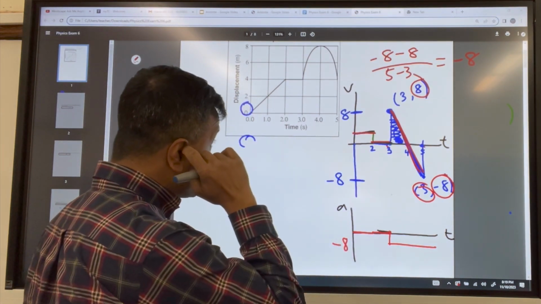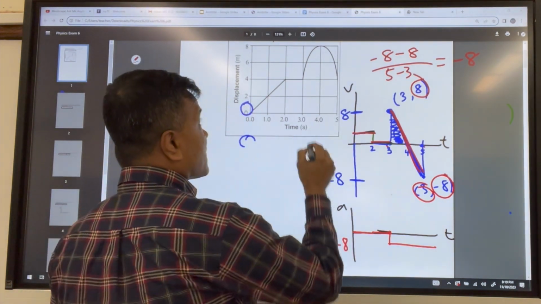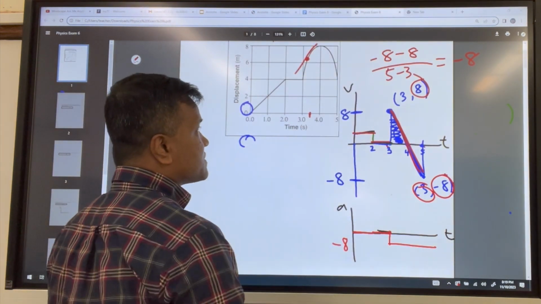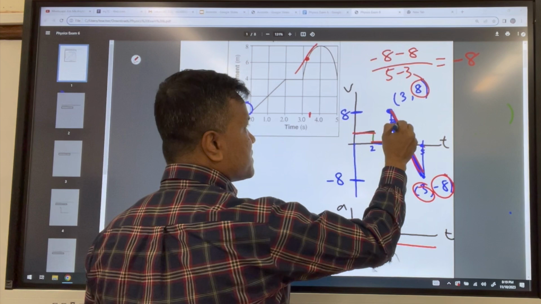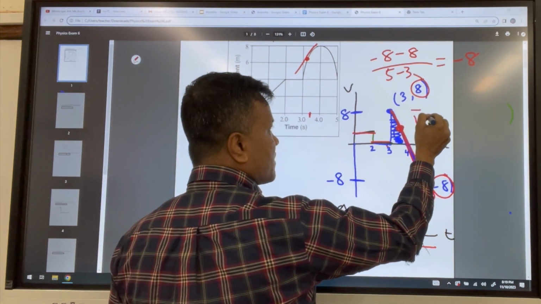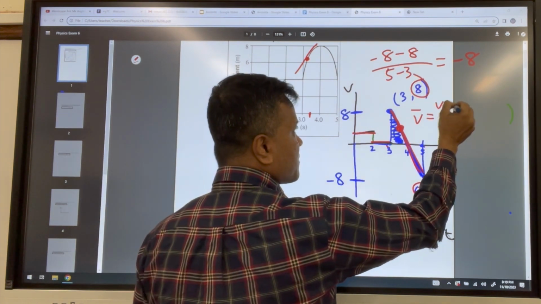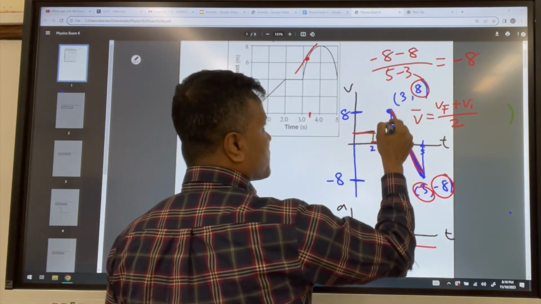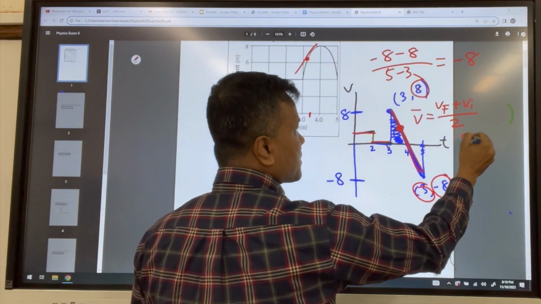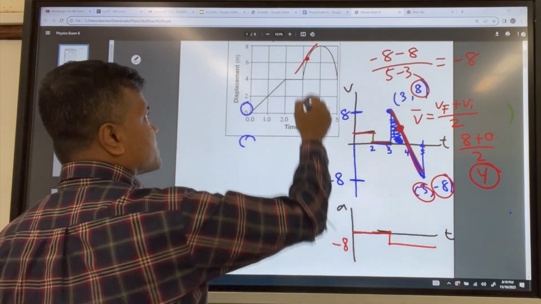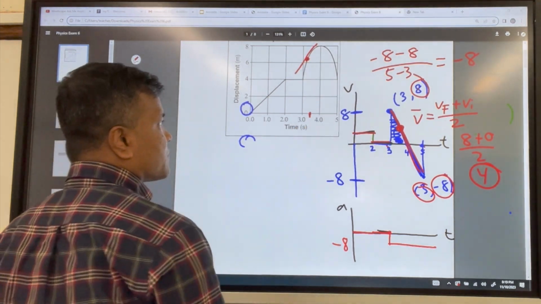We probably don't need it, because I ask you to find the slope of this tangent line when the time is 3.5. That means all you need to do is use the midpoint, or maybe you can use the equation (VF plus VI) over 2. So VF is of course 8 plus 0 over 2, so 4. So velocity is 4 when time is 3.5.